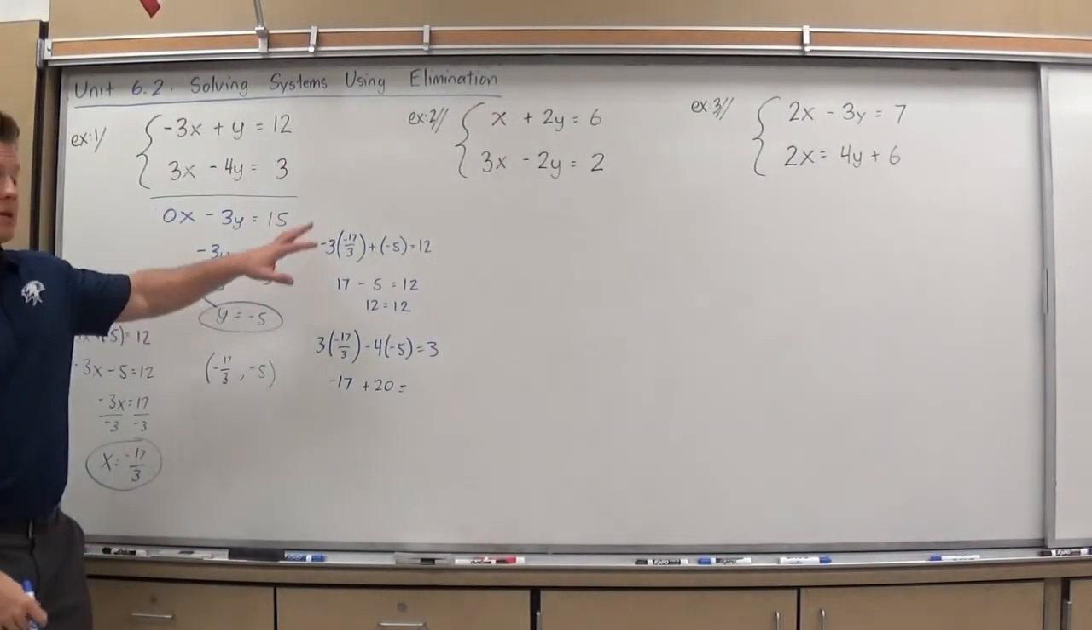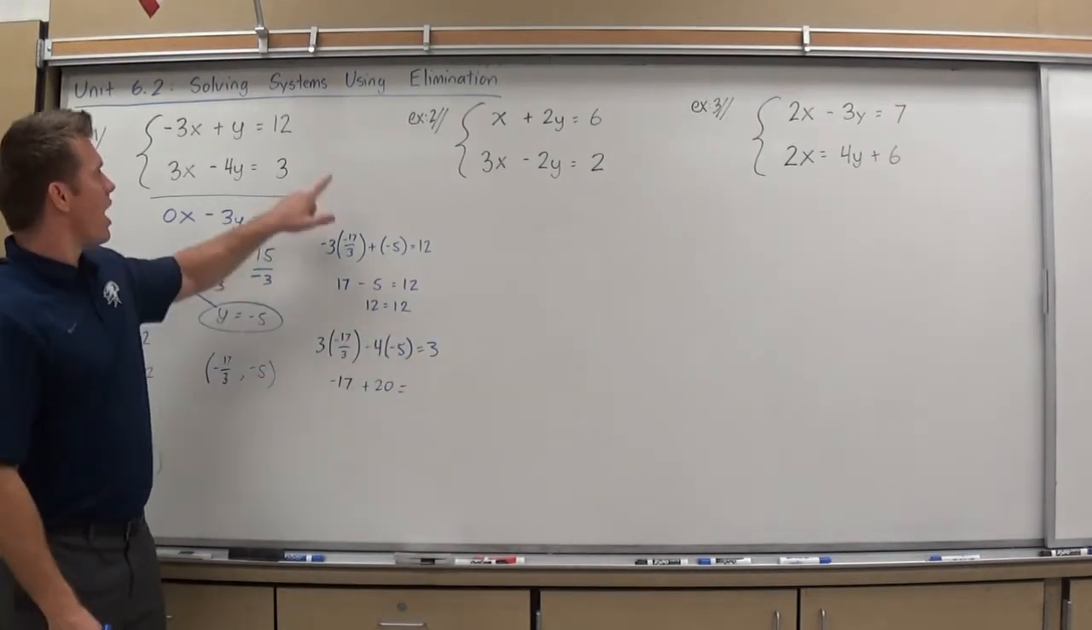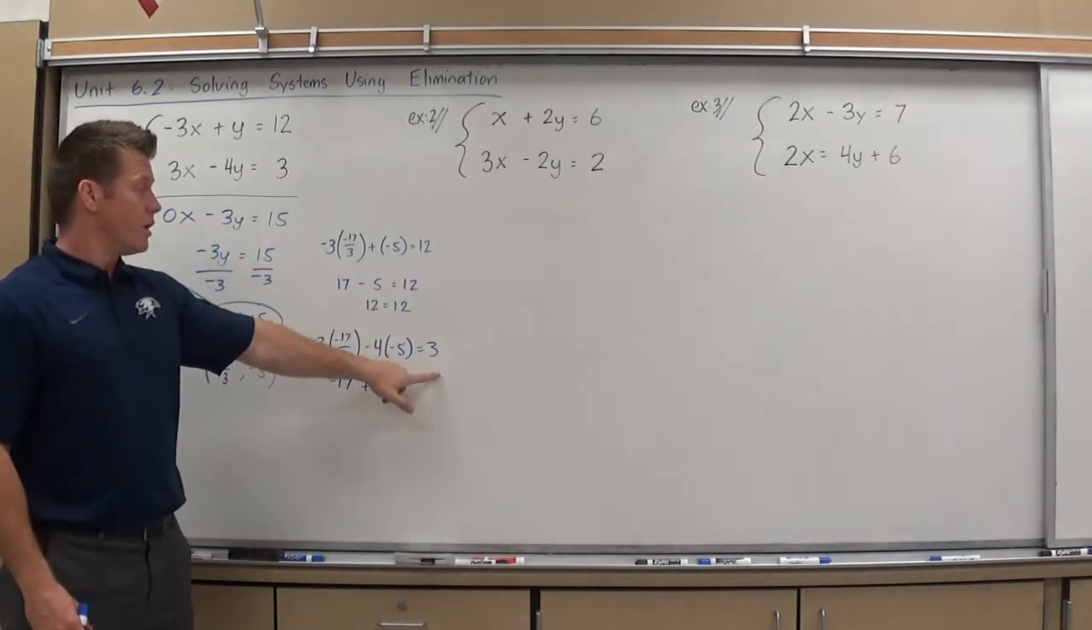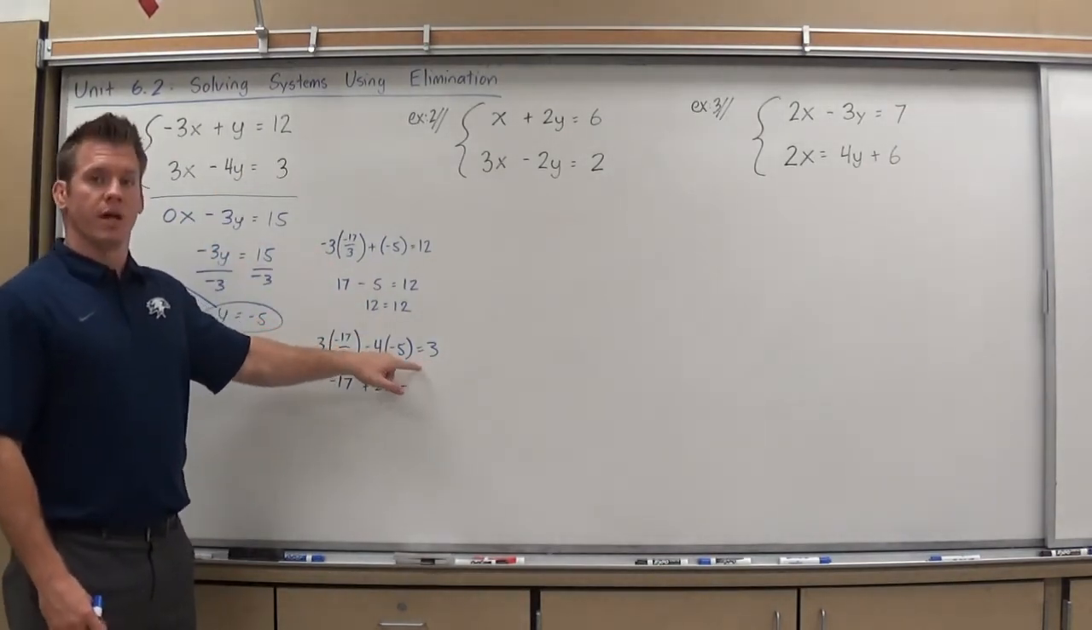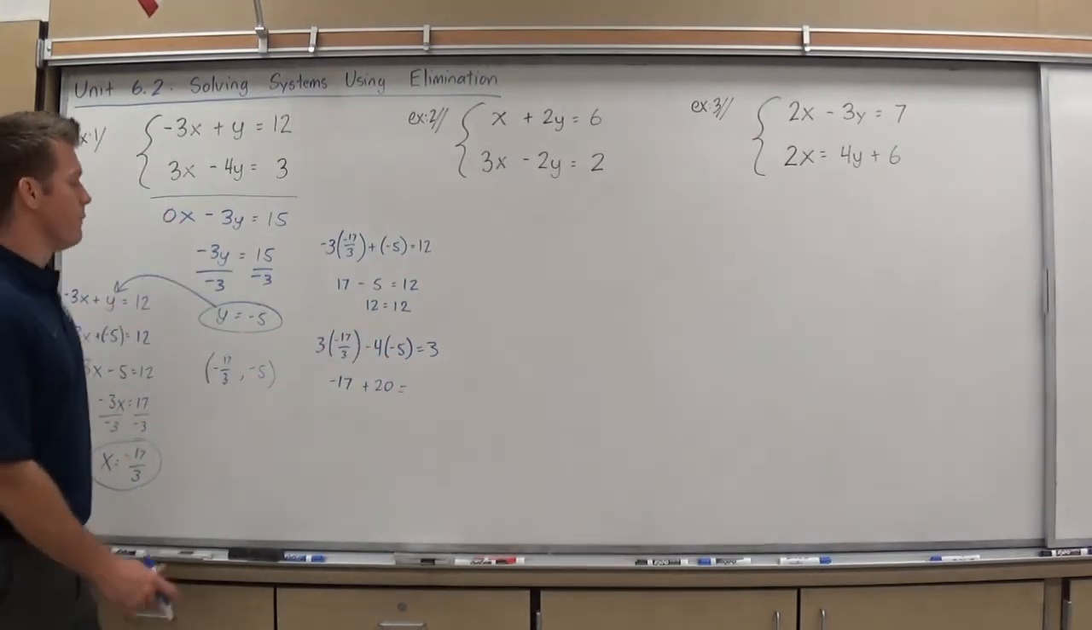And as you can see, there's a lot of opportunities to make a mistake right there. Just a copying error. I wrote down 12 instead of 3. So double check everything as you do these steps. Otherwise, it's a long process to do over.